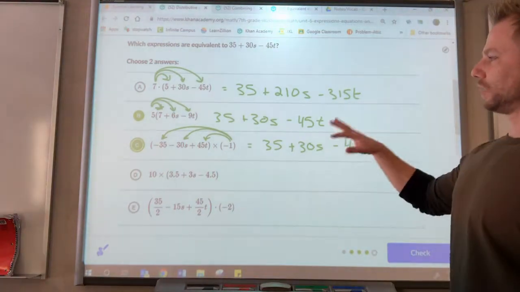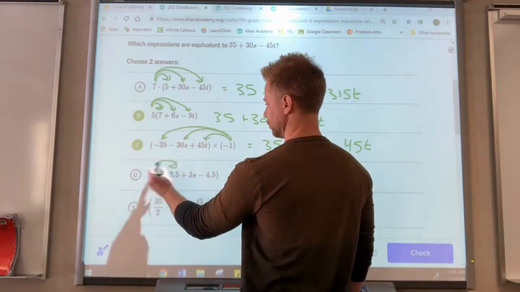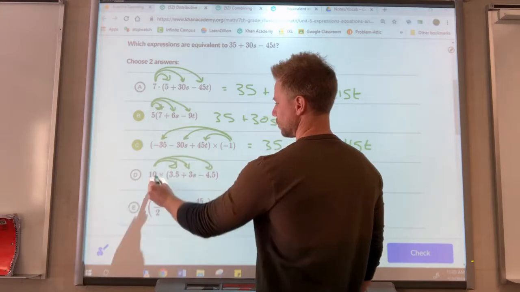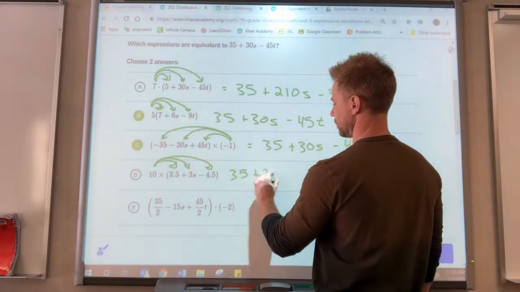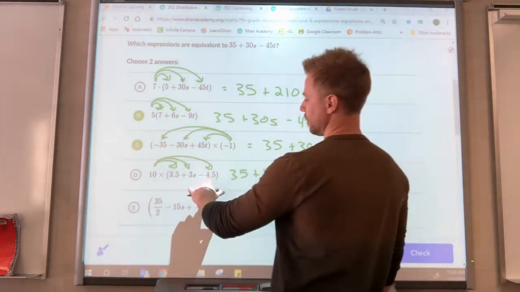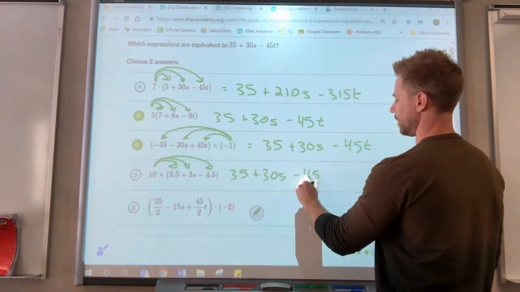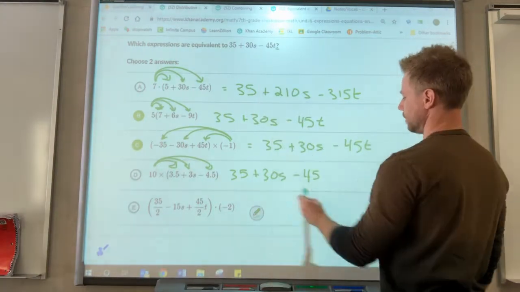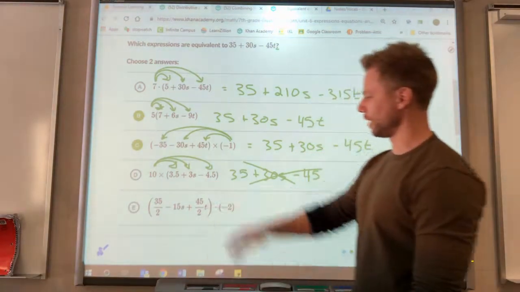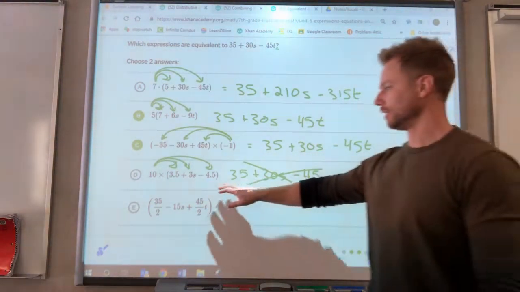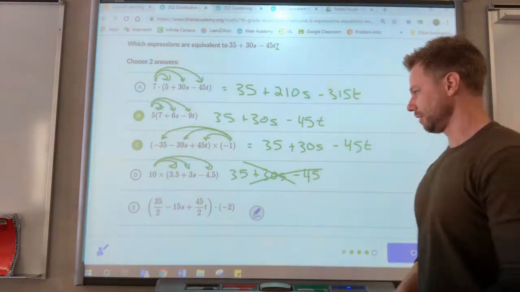It says we should only have 2 answers, so we should be good. But let's check the rest. Again, we have distributive property. So 10 times 3.5 is 35. 10 times 3 is 30. Don't forget the s. Negative 4.5 times 10 is negative 45. What they're missing though is the t. So that one does not work. If we had looked at that right away, we probably could have seen that without distributing, that it was missing the t and it wouldn't have worked. Okay, so again, look for that if you can.